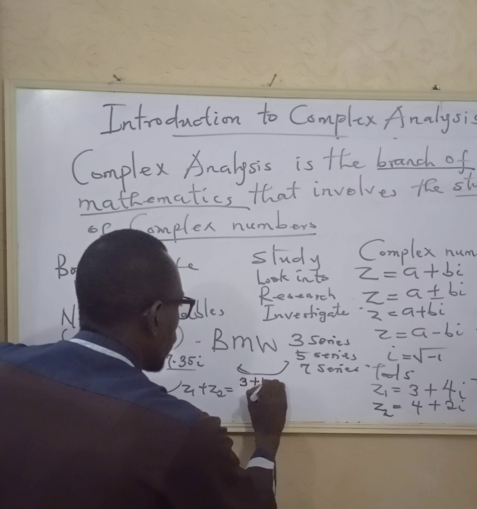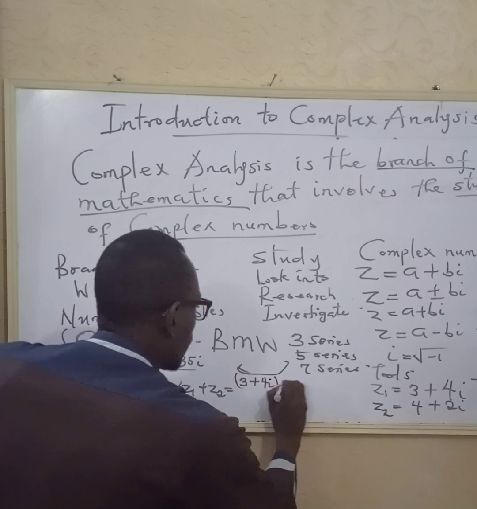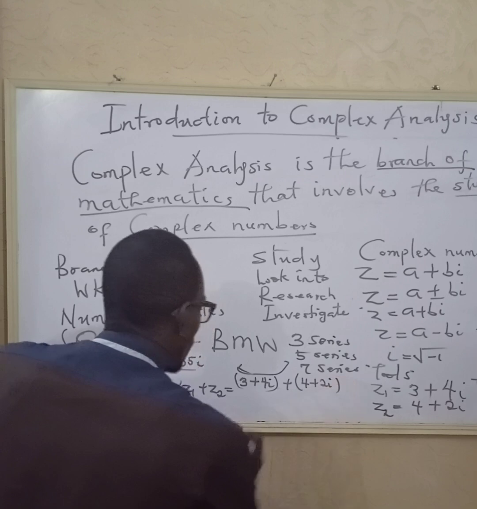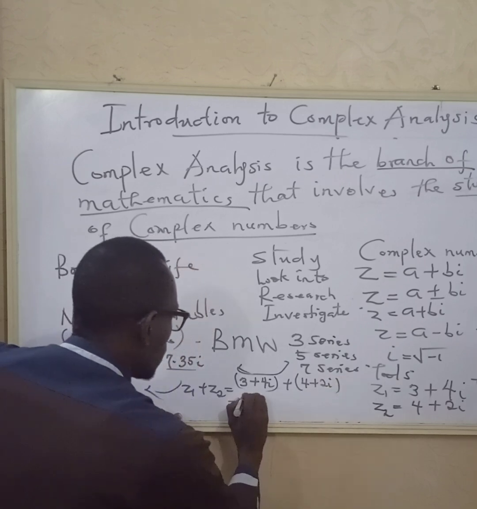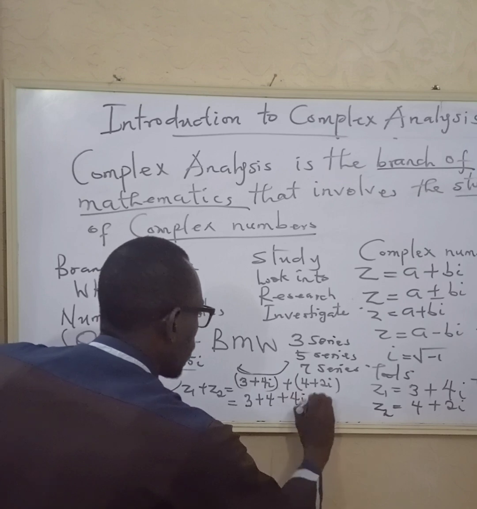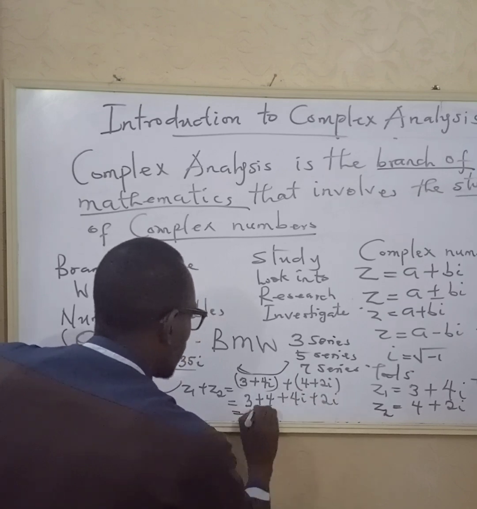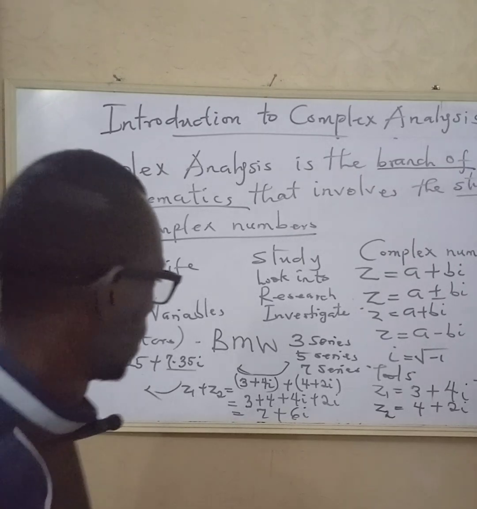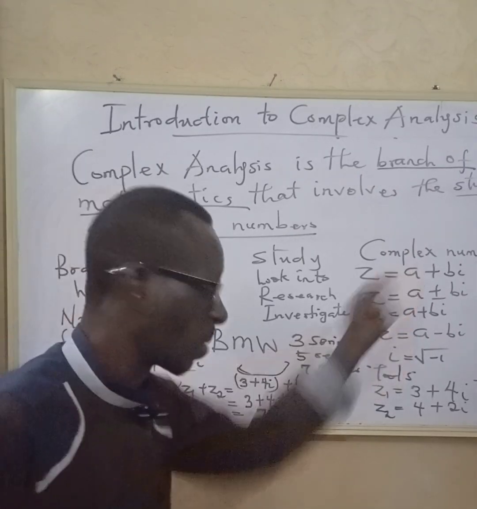3 plus 4i plus 4 plus 2i. This is 3 plus 4 plus 4i plus 2i. That is 7 plus 6i. This is just the addition of complex numbers.